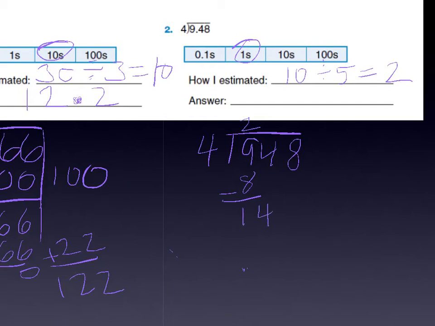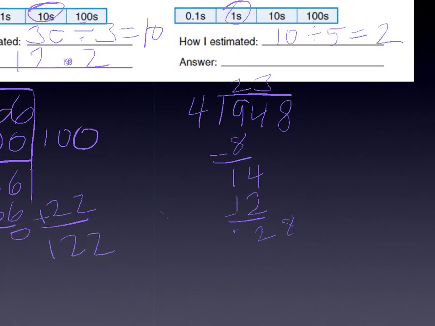Don't forget your next step. 4 goes into 14, 3 times. 4 times 3 is 12. Subtract. I get 2. Bring down my 8. 4 goes into 28, 7 times. 4 times 7 is 28. Subtract. I get 237. But remember, my answer needs to be in the ones place, right? Ones place right up here. So my answer is going to be 2.37. Okay?